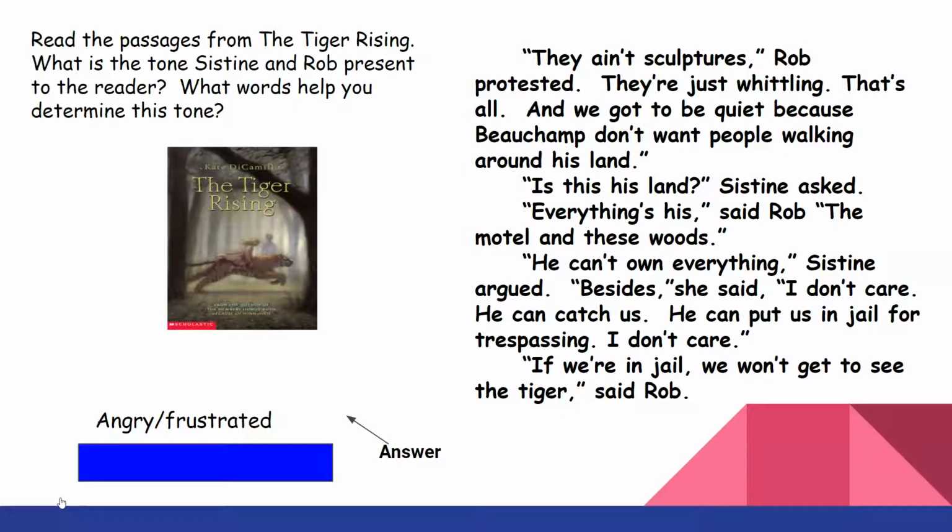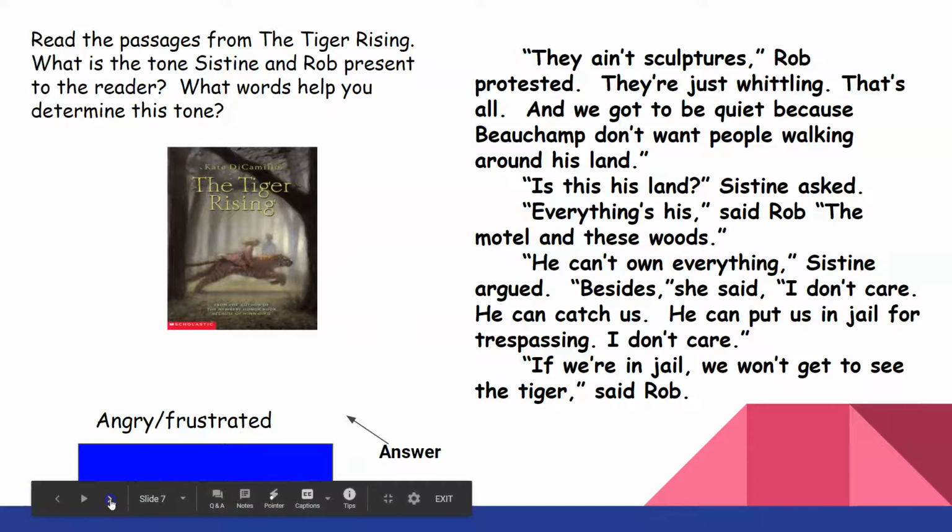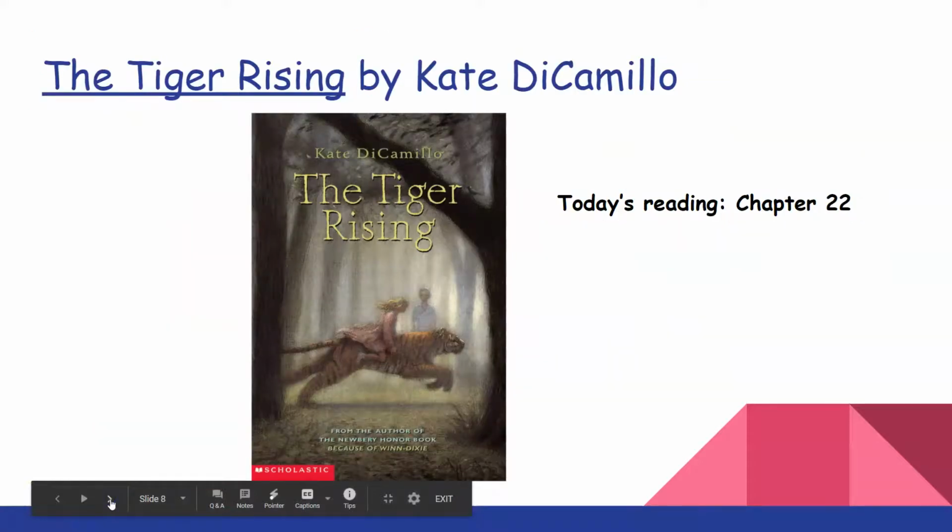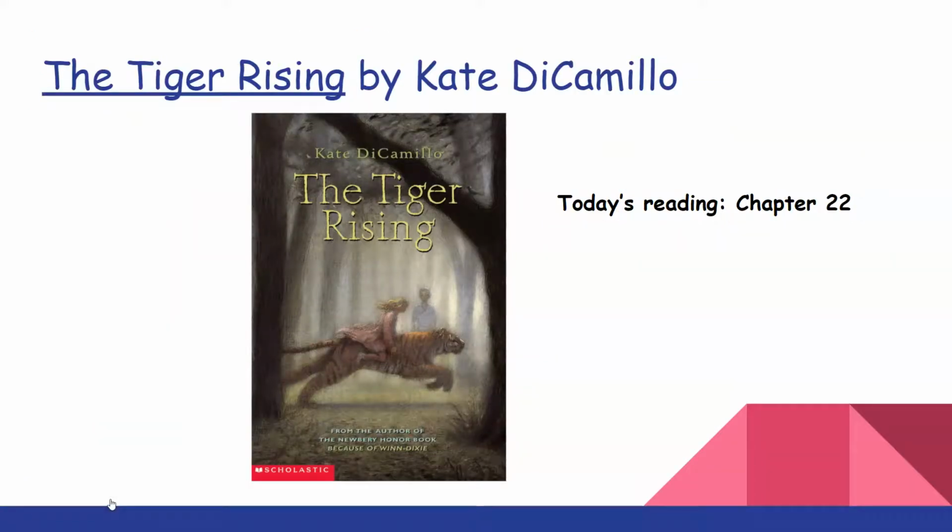And so for me, I got the tone, especially from Sistine, that they're both a little angry, a little frustrated, defiant. And so we're going to think a little bit more about that as we are reading or listening today to chapter 22 in The Tiger Rising.